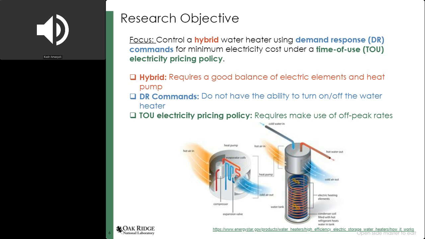Second, we don't have the ability to directly turn the water heater on or off. Instead, we can send some grid commands such as load up or load shed. And third, we are controlling the water heater under a time of use electricity pricing policy. So we need to make sure that we make use of off-peak rates and try to avoid peak price periods as much as possible.